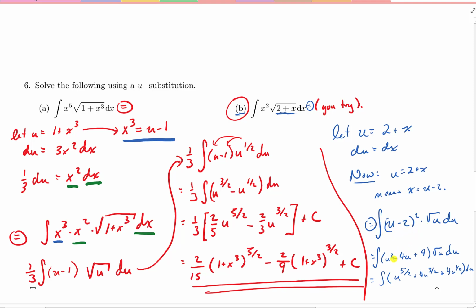and just reminded you you could FOIL out that expression right here. And then you could go ahead and distribute this u to the 1/2. Remember, square root of u is u to the 1/2. You could distribute this u to the 1/2 to both of these terms. And now you're in a position to integrate this termwise. Now you won't be done once you do that. You'll need to then do the back substitution step, but that gets the ball rolling. And I apologize I didn't give you enough room to complete this.